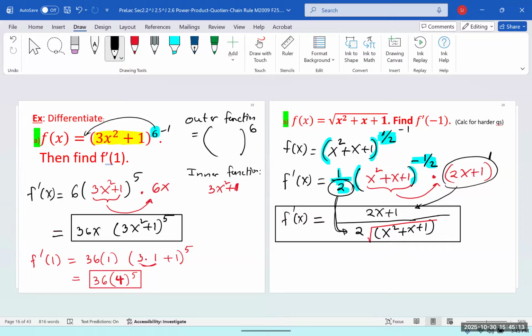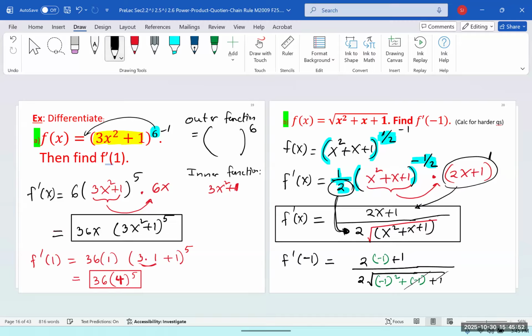You already have 2 on the denominator, right? Look, 1/2. Then you bring this to the bottom. So 2, then this stays, and this would come. The derivative at x equals -1 means 2 times -1 plus 1 on the numerator, divided by 2 times the square root of -1 squared plus -1 plus 1. So you substitute x with -1 and simplify.